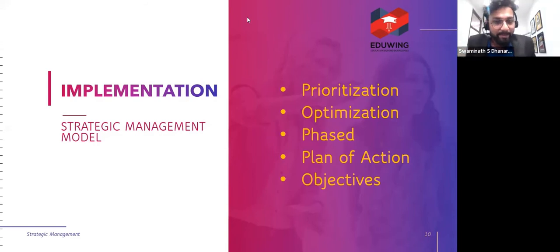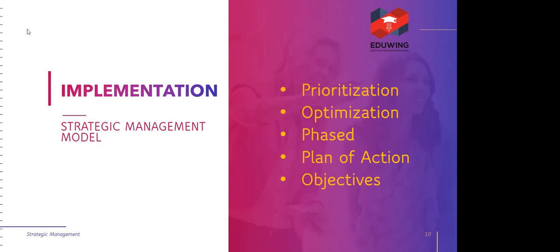Next comes what is called phased. In order to implement a strategy, we need to implement in a phased manner, one by one. We should not go all together. If we do it all together, then the strategy won't work out. It should be phase by phase: phase one, phase two, phase three, phase four, phase five, final. The strategic management model implementation should be in a phased manner.